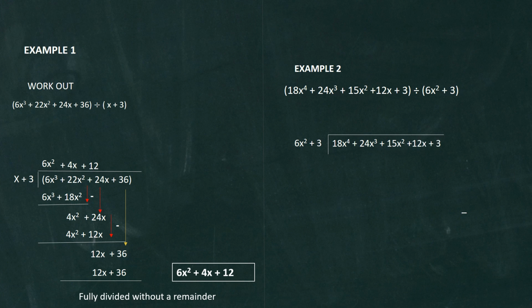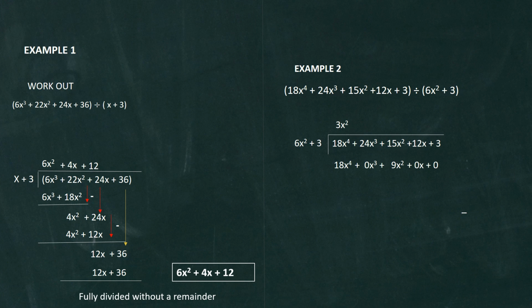We ask ourselves how many times 6x squared plus 3 can divide into 18x power 4, and that is going to be 3x squared times. To find what's the remainder, we multiply 3x squared times 6x squared plus 3, and we get 18x power 4 plus 9x squared. You notice the terms in x power 3 were not affected, the terms in x were not affected, and the constant was not affected.